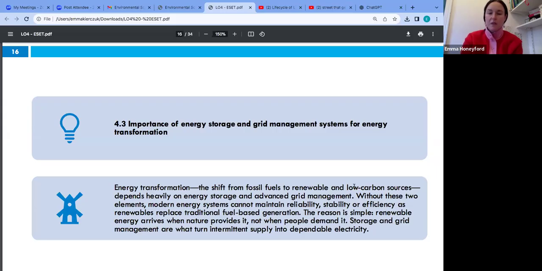So energy transformation. The shift from fossil fuels to renewable and low carbon sources depends heavily on energy storage and advanced grid management. Without these two elements, modern energy systems cannot maintain reliability, stability, or efficiency as renewables replace traditional fuel-based generation.